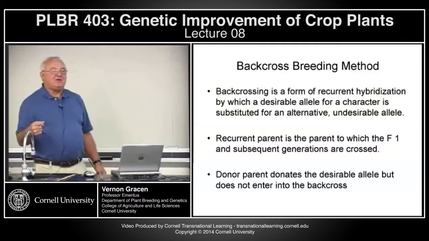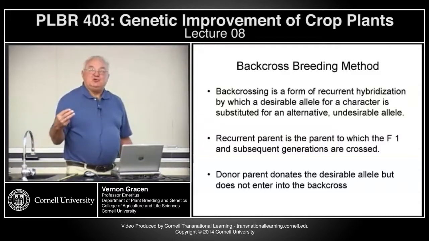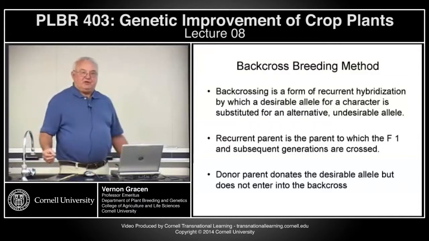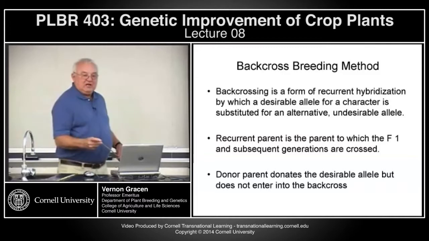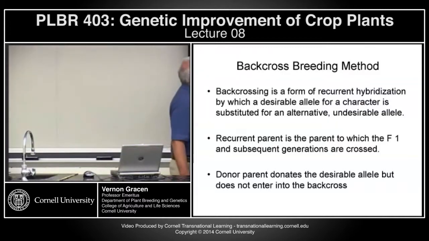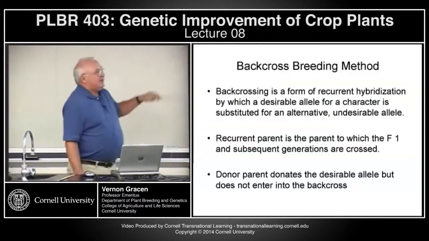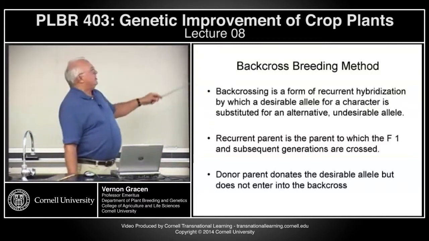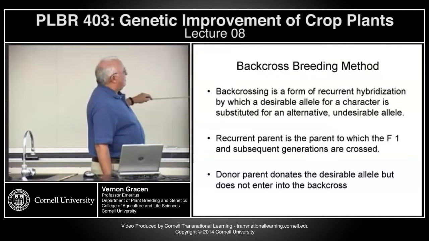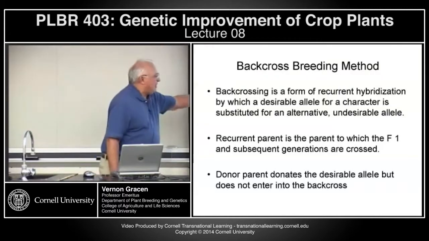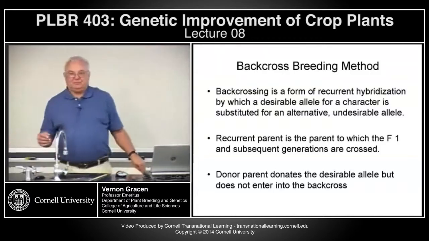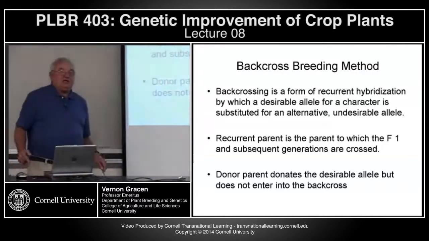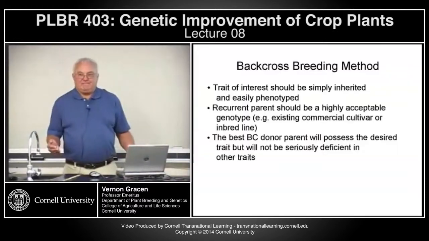All right, we'll talk about at least 2 other procedures that apply to all types of crops. The backcrossing method is really just a form of recurrent hybridization, and it's used to transfer a gene, preferably a single dominant gene, from a desired parent, or a gene from a parent that may not be that desirable, but has at least one simply inherited trait that's good, and move that gene into a desirable variety, a recurrent parent.